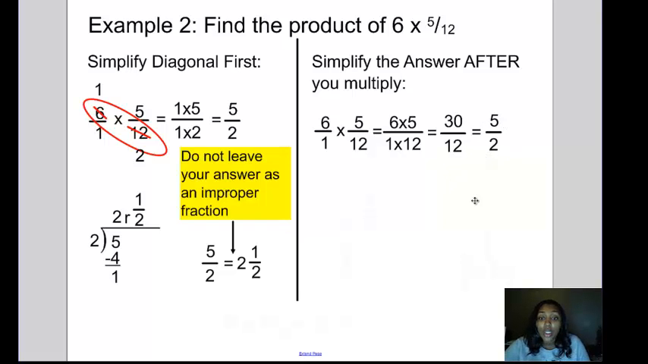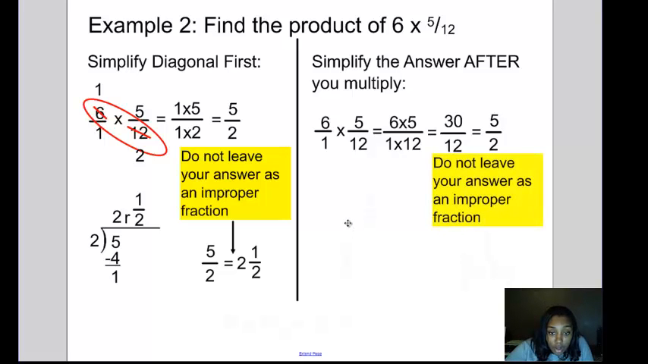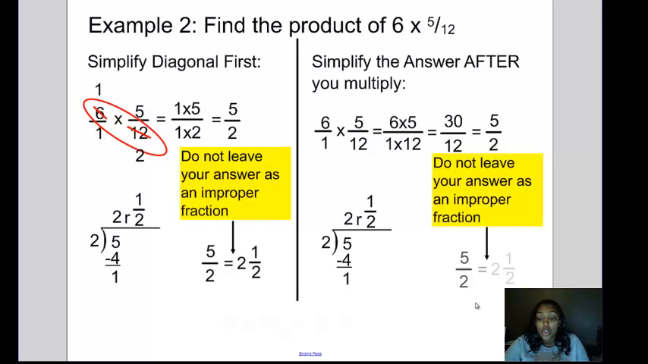And then once again, I cannot leave my answer as an improper fraction. So I do want to go ahead and do the division just like I did before. And then once again, this tells me that 5 over 2 would equal 2 1/2. So again, we ended up with the same answer, a final answer of 2 1/2.